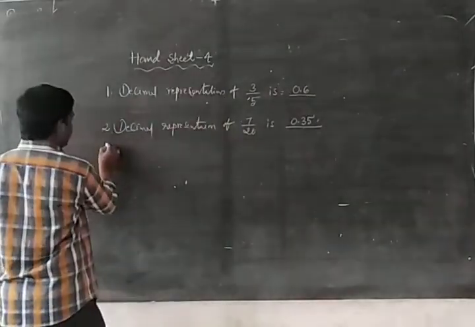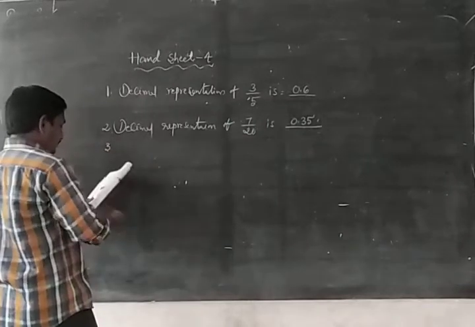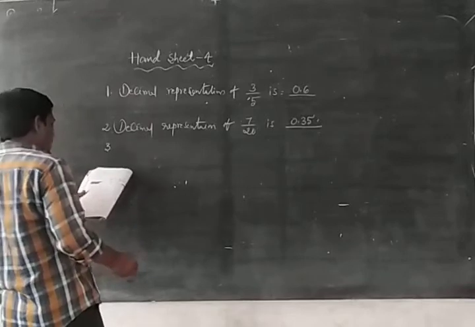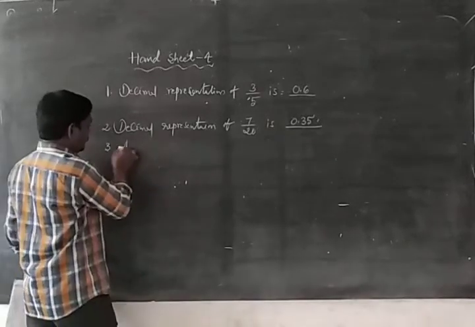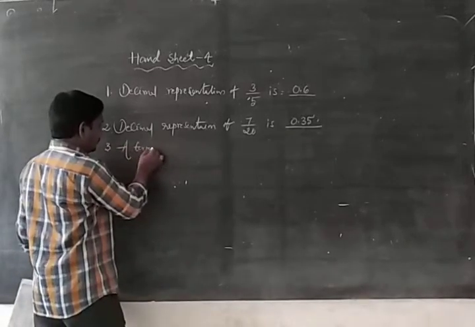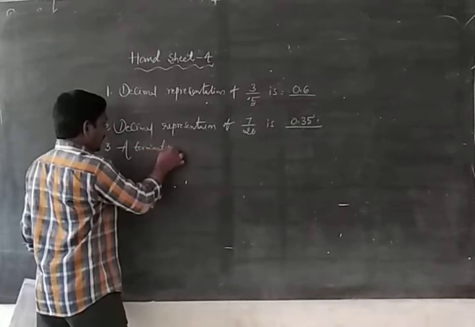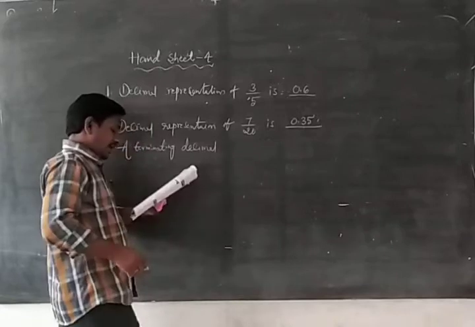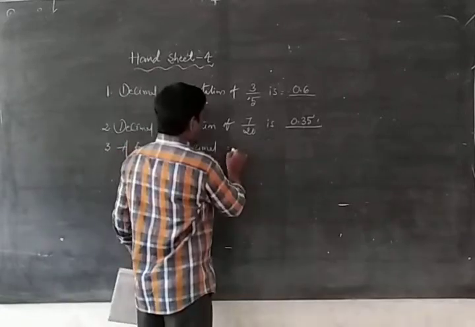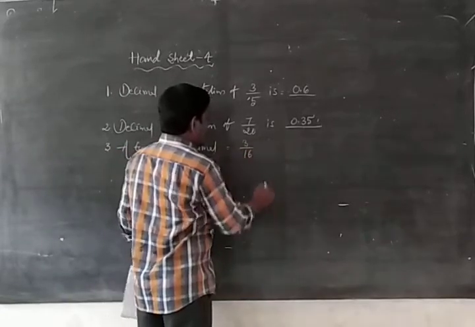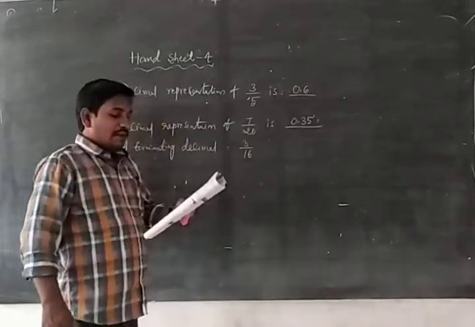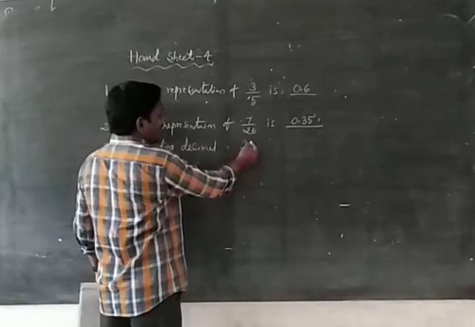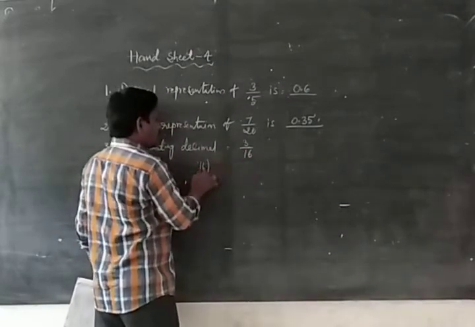Next, the third one: a terminating decimal is 3 by 16. The remaining are non-terminating decimals. Why is it a terminating decimal?